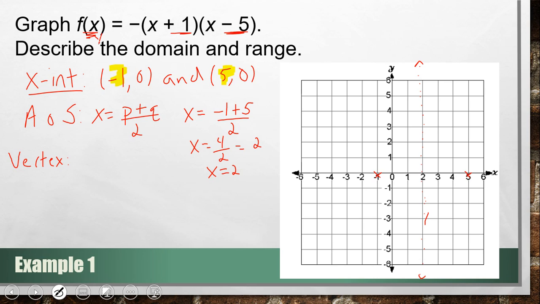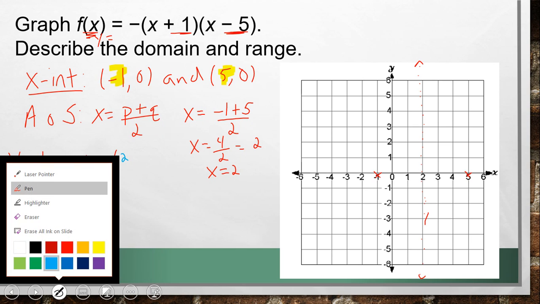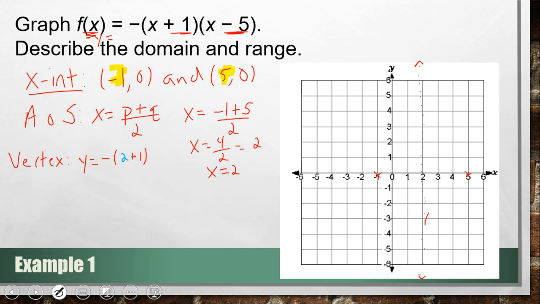Now remember, f of x is the same thing as y equals. So y equals negative, and now let's plug in our value of 2. So 2 plus 1, and then let's plug in that same x value again, times 2 minus 5. So what does y equal? y equals negative 3 times negative 3. So y is equal to positive 9. So I know my vertex is going to be at the point 2, 9.